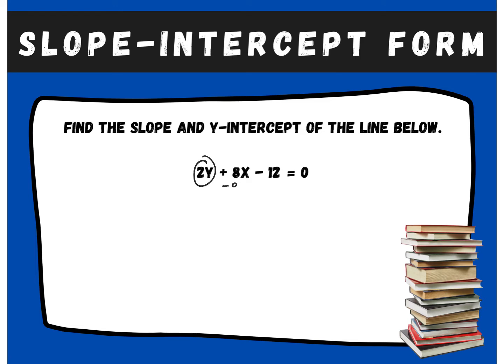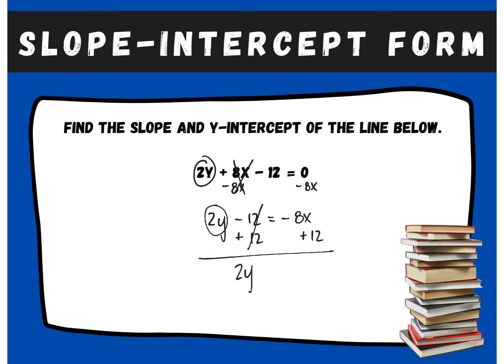That means I need to move the 8x to the other side, and I'll do that by subtracting. That leaves me with 2y minus 12 on the left side, because 8x minus 8x is 0x's. On the right-hand side, I get 0 minus 8x, which is just negative 8x. Now, again, I'm still trying to get the y by itself, so I'll move that 12. You'll notice that the 12 and the 8x are not like terms. So when I get to the right-hand side of my equal sign, I'm just going to leave my negative 8x, and I'm going to put plus 12 afterwards.